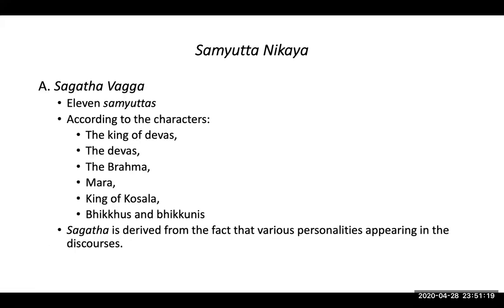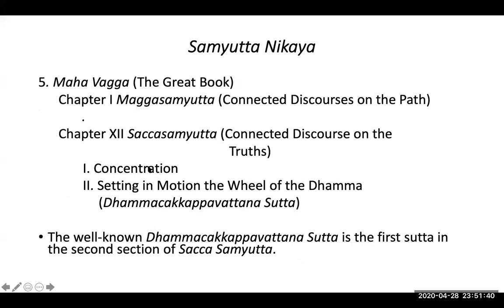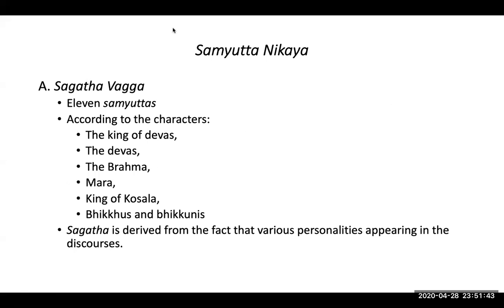So we have five major divisions. I'm going to introduce some suttas which belong to each bhaga, and then we will figure out what kind of doctrine or Buddha's teaching is expounded throughout each bhaga. First, Sagatabhaga. This major division contains 11 samyuttas with discourses grouped according to the characters appearing in them.